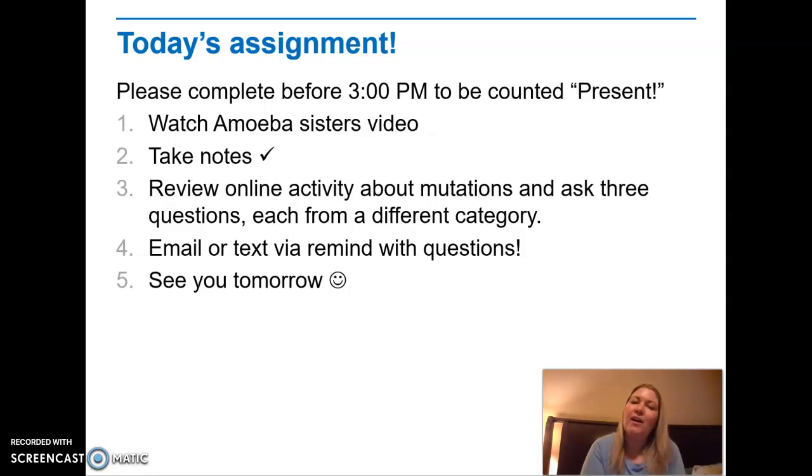The other challenge is to ask 3 different types of questions. Try to shy away from just the rote memorization type questions and try to dig a little bit deeper and really think about this information. These questions can be almost anything, and I've put a graphic with some sentence starters on there and also an example of 3 questions that I still have about this underneath this whole assignment.